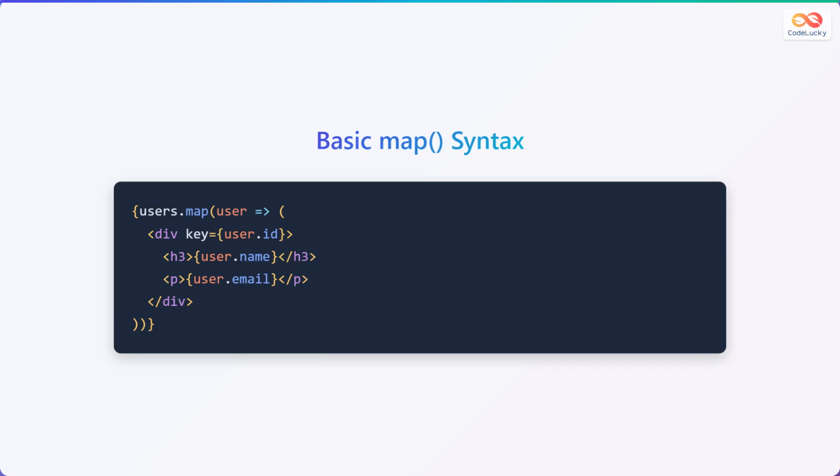Here's the basic syntax for using the map function to render a list of components. We start with the array users, followed by the map method. Inside the parentheses, we define a callback function. This function takes a single user as an argument, representing each item in the array. For each user, we return a div element. Inside the div, we display the user's name in an h3 heading and their email in a paragraph. Importantly, we add a unique key prop to the div element, using the user's ID. We'll talk more about the key prop on the next slide. The entire expression is wrapped in curly braces to embed it within the JSX.